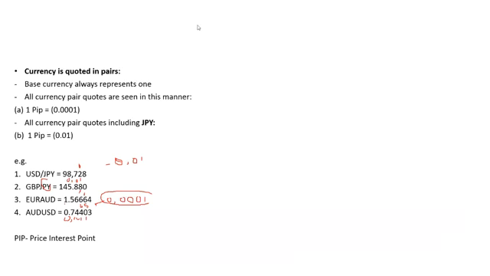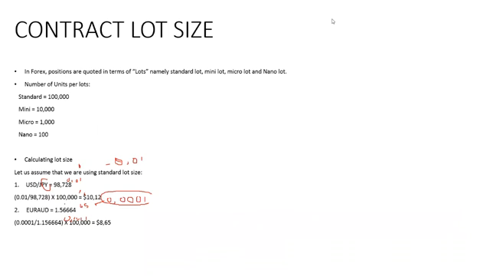Now let's look at the contract lot size. In Forex, positions are quoted in terms of lots, namely standard lot, mini lot, micro lot, and nano lot. Number of units per lot. Standard lot is 100,000 units. Mini lot is 10,000 units. Micro lot is 1,000 units. And nano lot is 100 units.